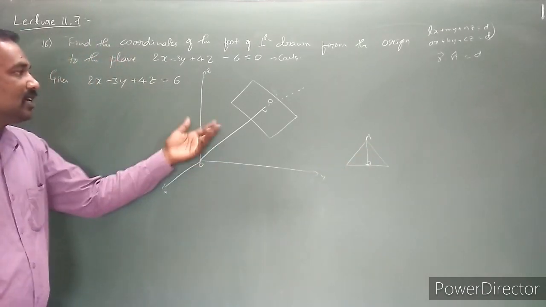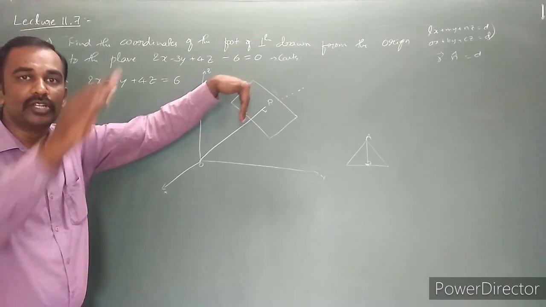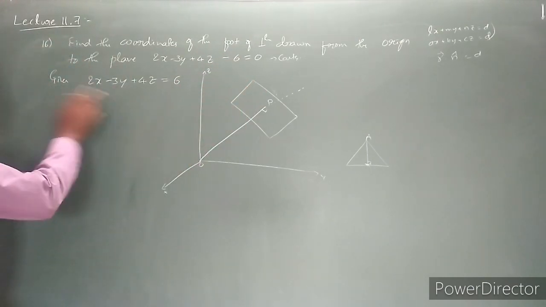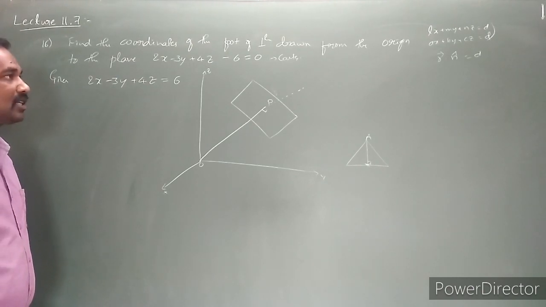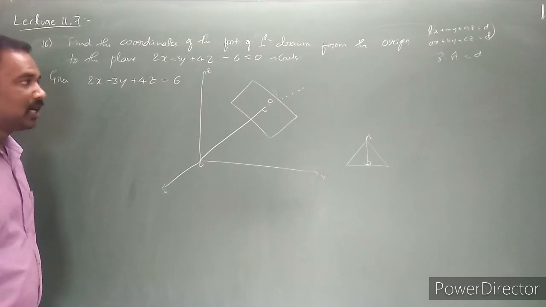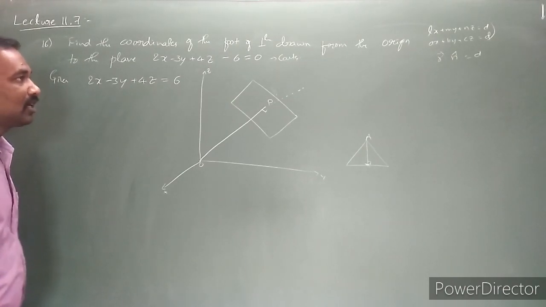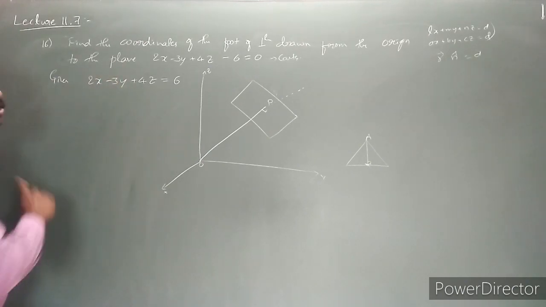So in this manner, how do we find the coordinates of the foot of the perpendicular drawn from the origin to the plane? First of all, I just rewrite the equation of the plane in the unit vector manner, that is, I need to get the direction cosines.